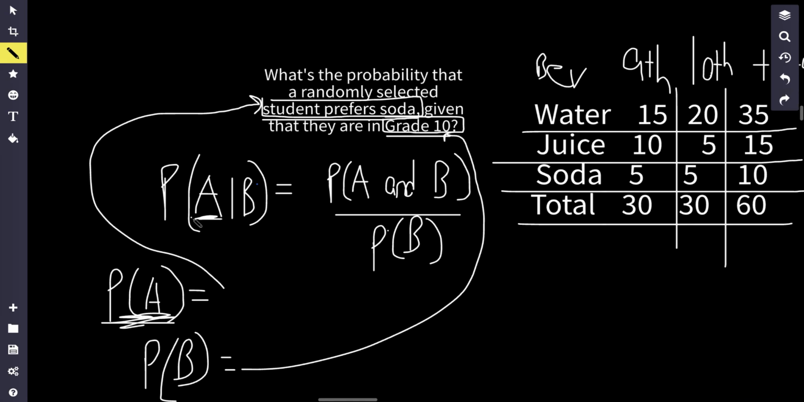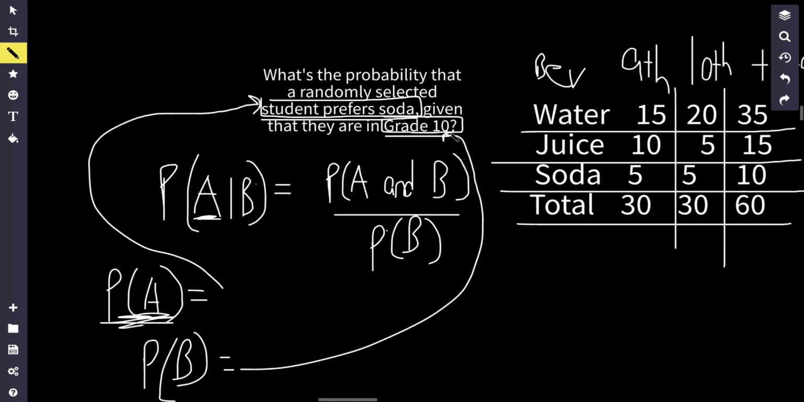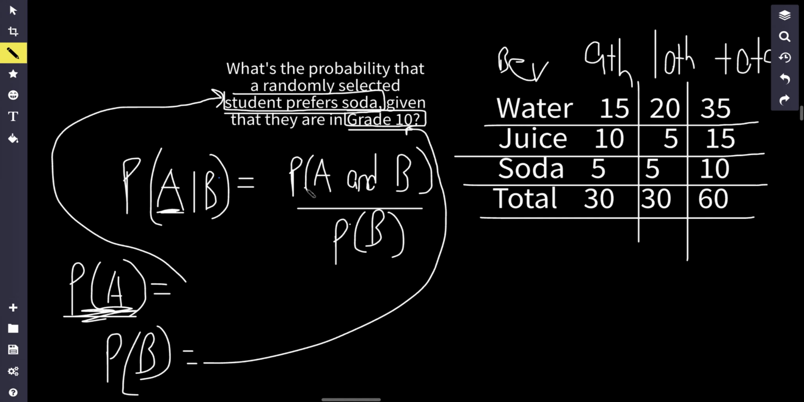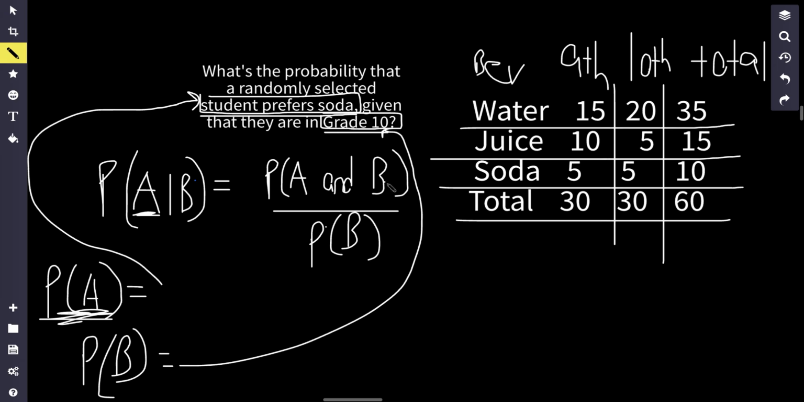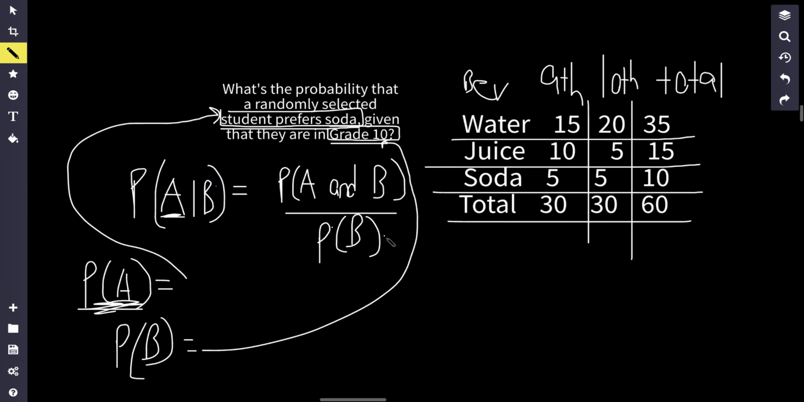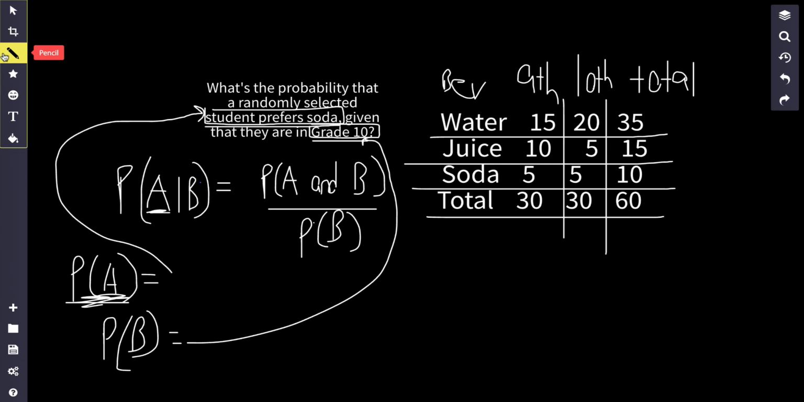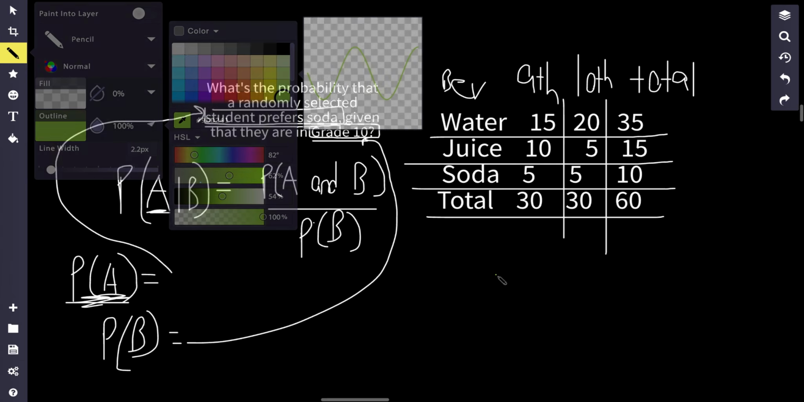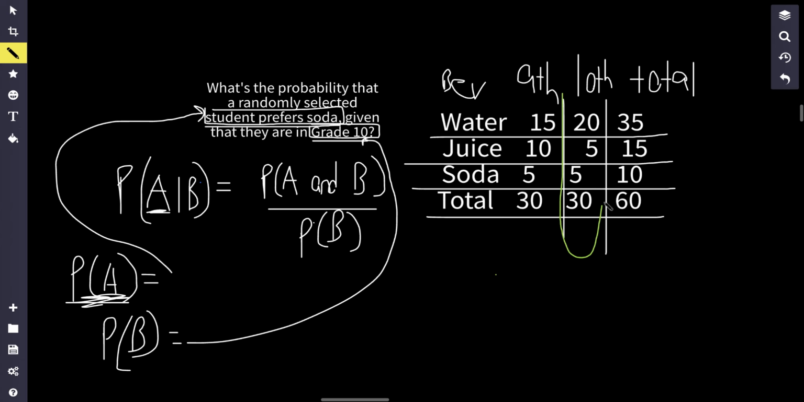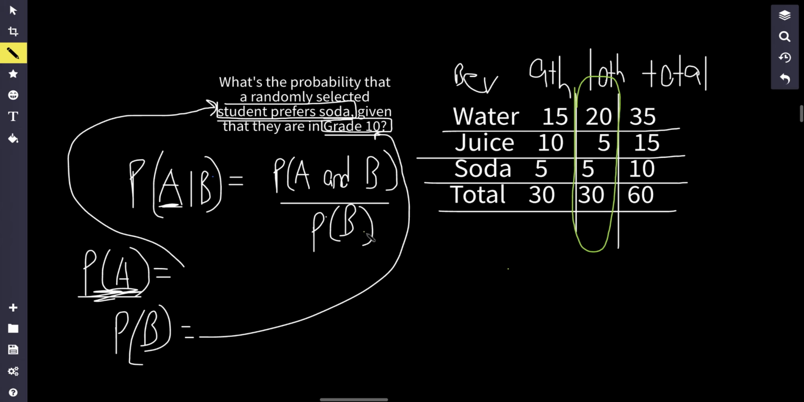So the probability of a student preferring soda given that they are in 10th grade is going to be the probability that the student is in 10th grade and likes soda, divided by the probability of the student even being in 10th grade in the first place, right? And that's literally what we did with the table, right? We said, what's the probability that a student prefers soda given that they're in 10th grade?